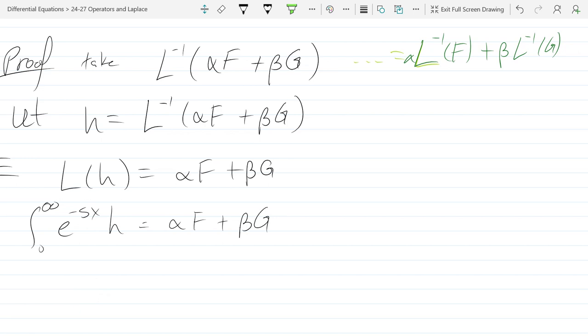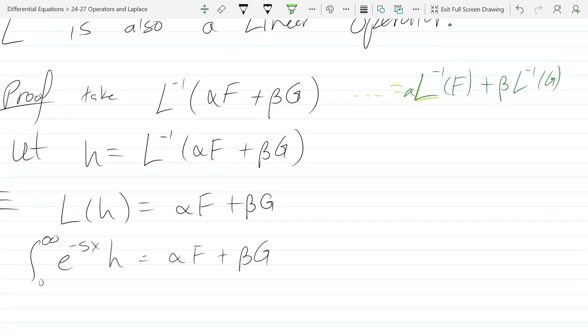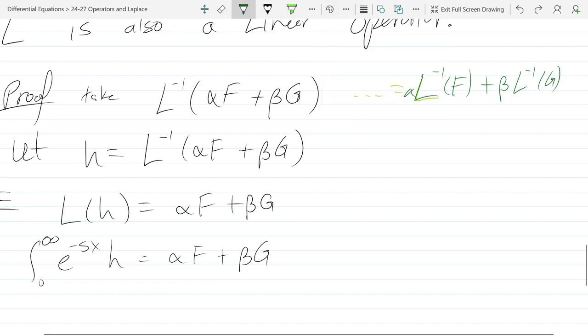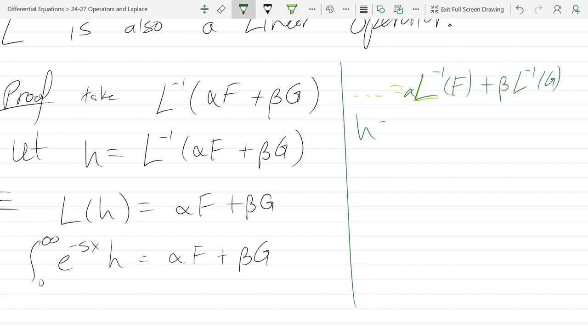I'm not sure where to go over here, so what I'm going to do is cheat and start at the end and work backwards. I've taught you that technique before. It's not really cheating, I just call it that so you pay attention. We're trying to show these two things are the same, and I call this one H, so the other one is going to be H also. I'm going to switch to the green pen while I cheat, and then we'll come back to the other colors. So we have H equals alpha L inverse F plus beta L inverse G.